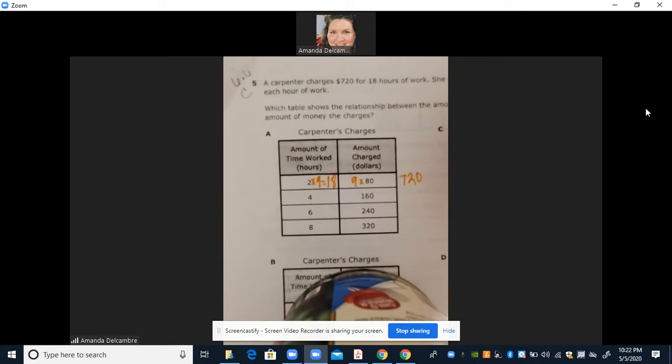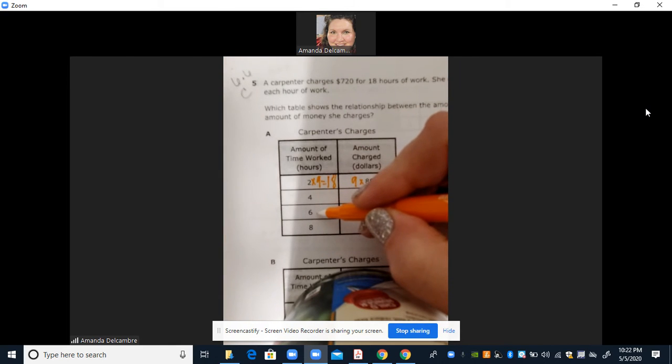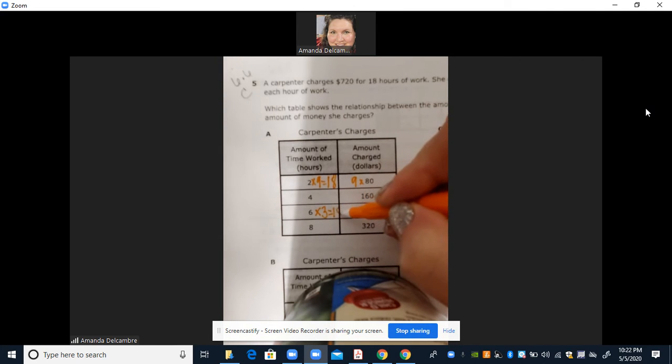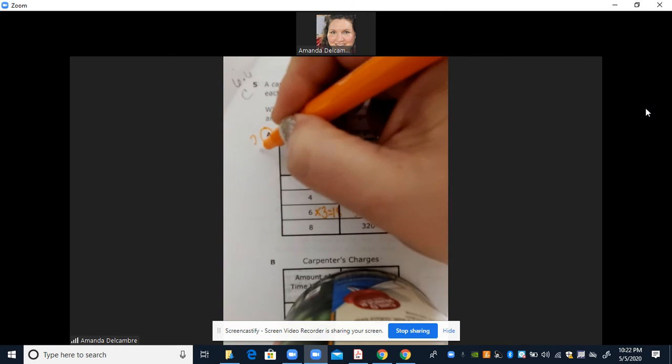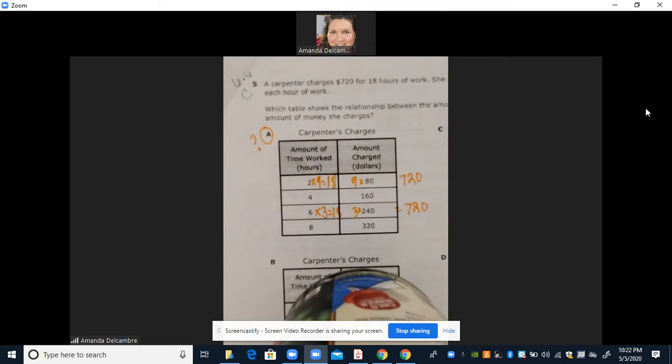Well, I can't multiply 4 by what to get me 18, a whole number, but I can do 6. So 6 times 3 gives me 18. And 240 times 3 gives me 720. So this is possibly an answer. Let's put a little circle and a little question mark over here.